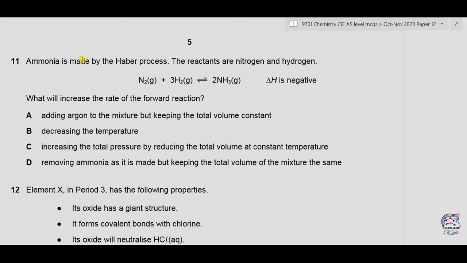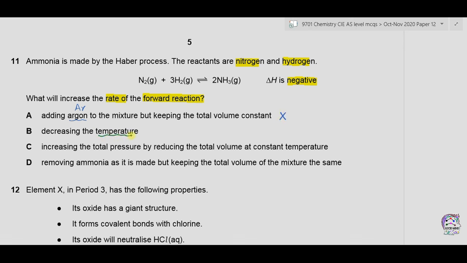Question number 11. Ammonia is made by the Haber process. The reactants are nitrogen and hydrogen. This is the balanced equation. Enthalpy change is negative. What will increase the rate of the forward reaction? A. Adding argon, an inert gas, to the mixture but keeping the total volume constant. Adding argon will increase the pressure of the system, but we can see that the partial pressure of nitrogen, partial pressure of hydrogen and partial pressure of ammonia won't be affected, so therefore there will be no effect on the rate of forward reaction.